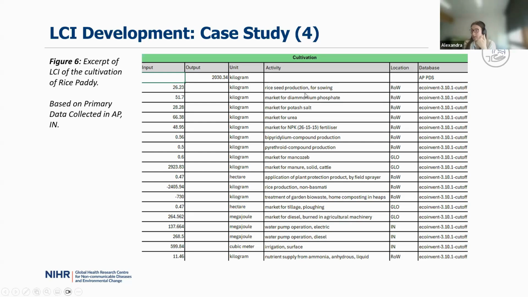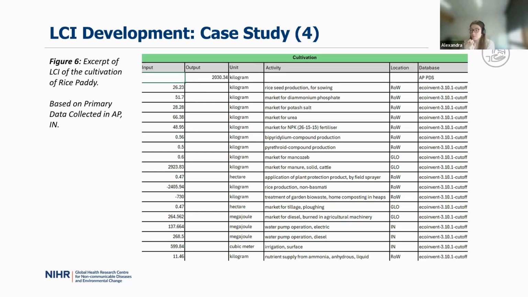Other things that we need to consider: rice seed production is another thing that is important to consider in rice, if you have a paddy nursery on site, because then this will change. You will include this section. Here we assume that it was not included, so we just included the rice. We did it from the database. All the different types of fertilizer and pesticides. They also used manure. It was applied by a field sprayer.